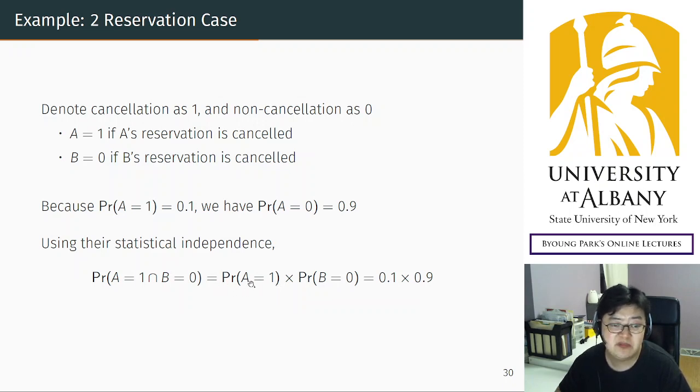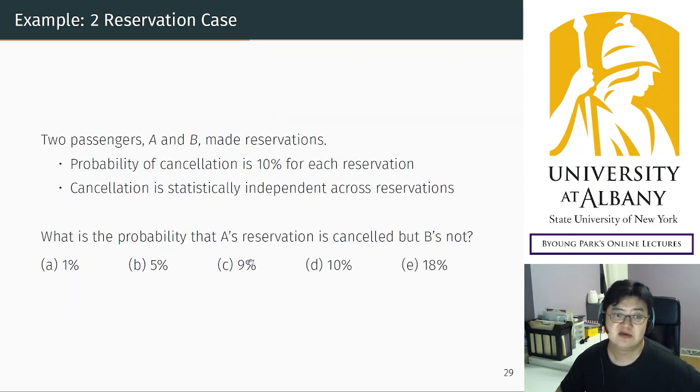We know that the probability that A is cancelled is 10%. And the probability B is not cancelled is 90%. So as a result, the probability we are looking for equals this, which is 9%. So the answer is 9%. I think most of you have thought the answer would be 10% because one is cancelled and I'm only giving you the probability of cancellation.